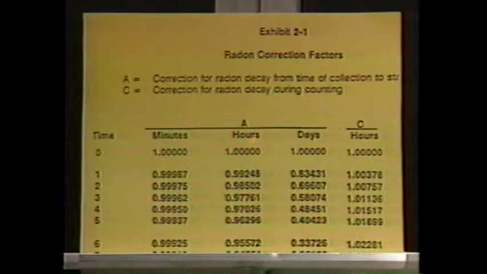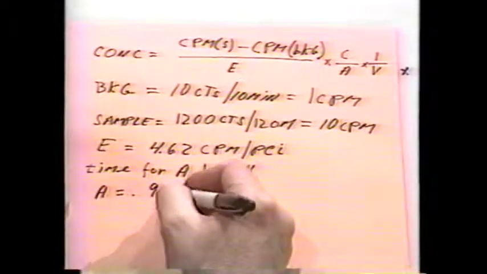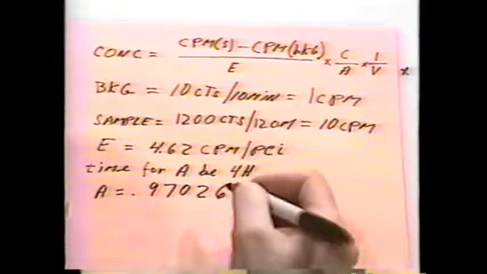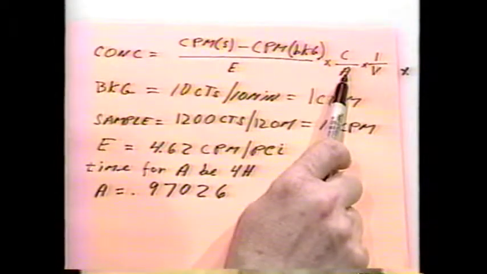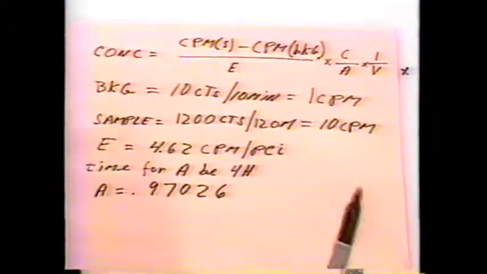That's 4 hours. Now, if you look at the chart over here, under A, under hours, come down the time to where it says 4 hours, and then sweep over to the value of A, 0.97026. So just read it right off the chart. A is 0.97026. And when we place it into this formula, that will correct for the time it took for us to get it to the lab.